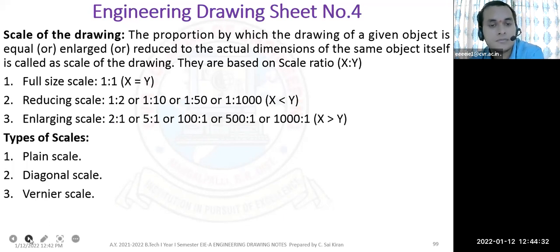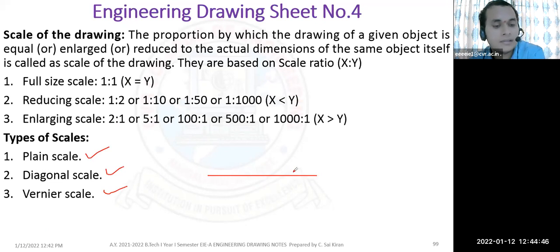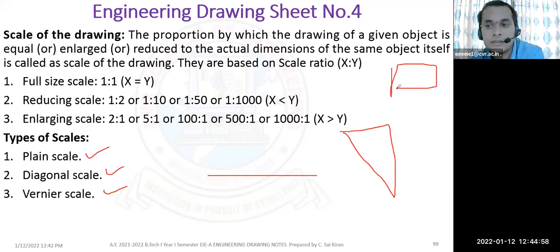And there are a few types of scales. In your syllabus, there are a total of 3 types of scales: plane scale, diagonal scale, and Vernier scale. For the plane scale, they use the plane, the normal scale. For the diagonal scale, they take the diagonal principle for a rectangle and generate the scale. That's the reason it is called the diagonal scale.